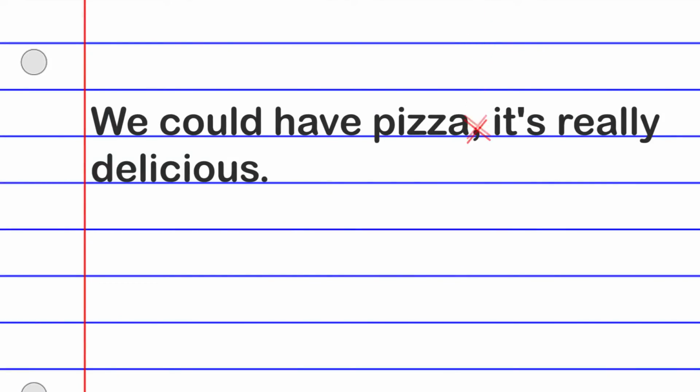Run-on sentence. A popular run-on sentence is actually the comma splice, which is when you merge two separate sentences by a comma when you should actually split them up with a period. Example, we could have pizza, it's really delicious. This should be, we could have pizza, period, it's really delicious, period. Or, we could have pizza because it's really delicious.